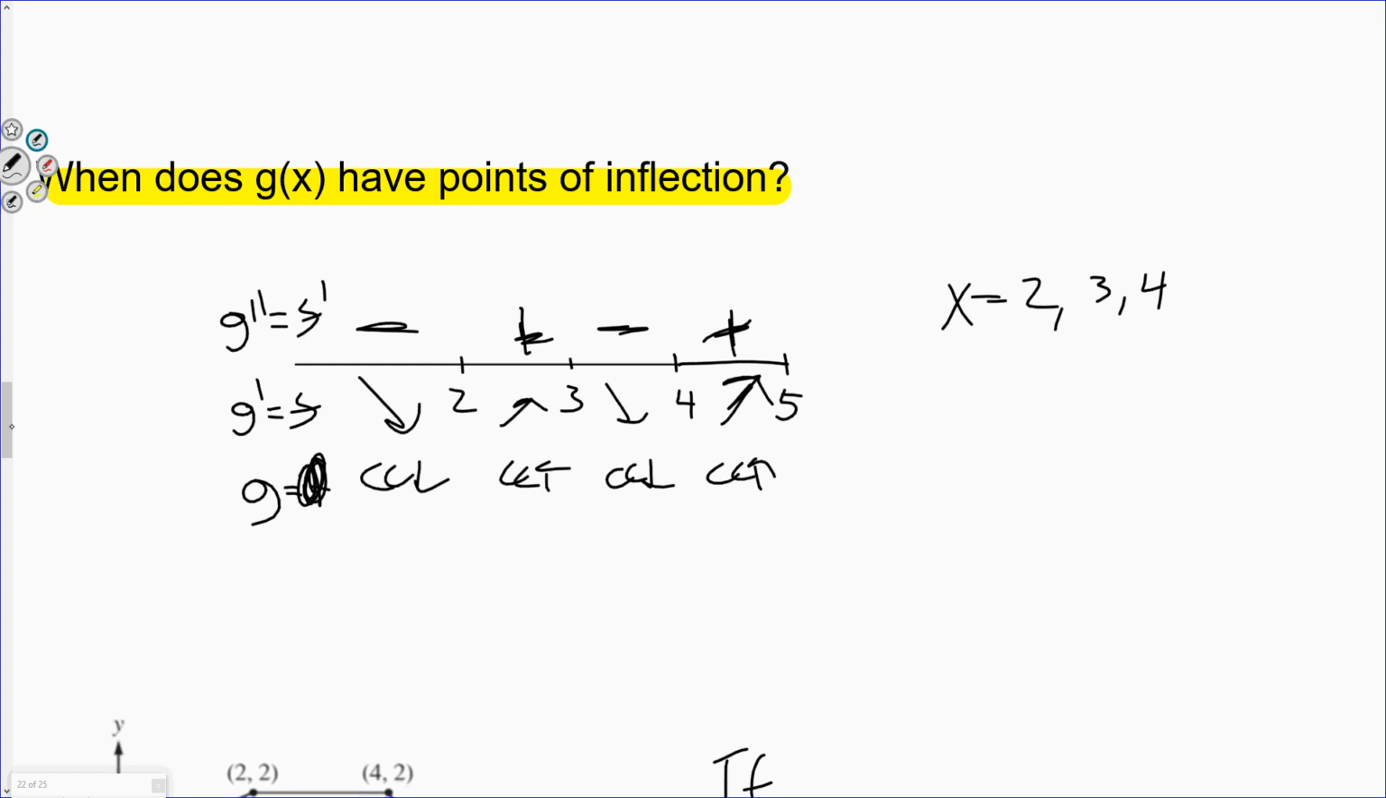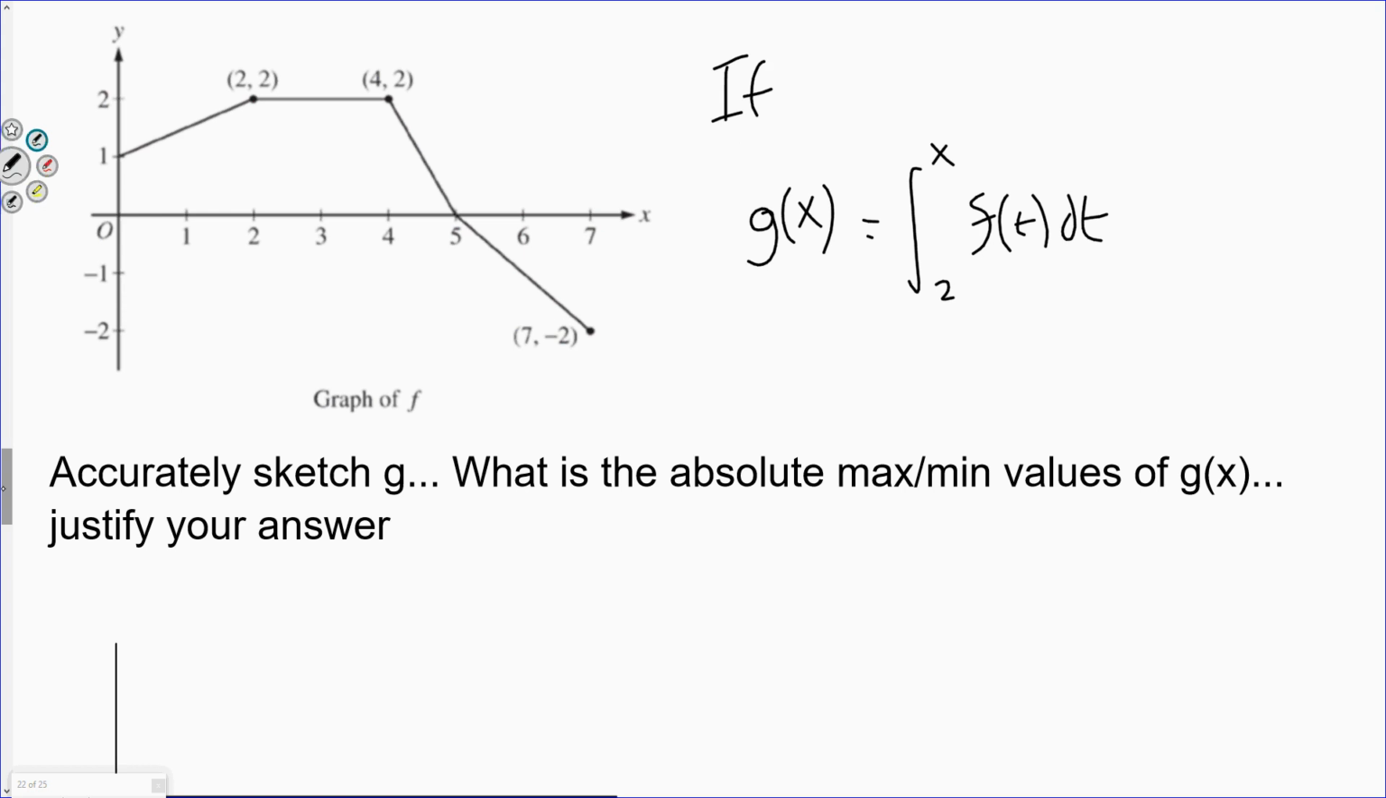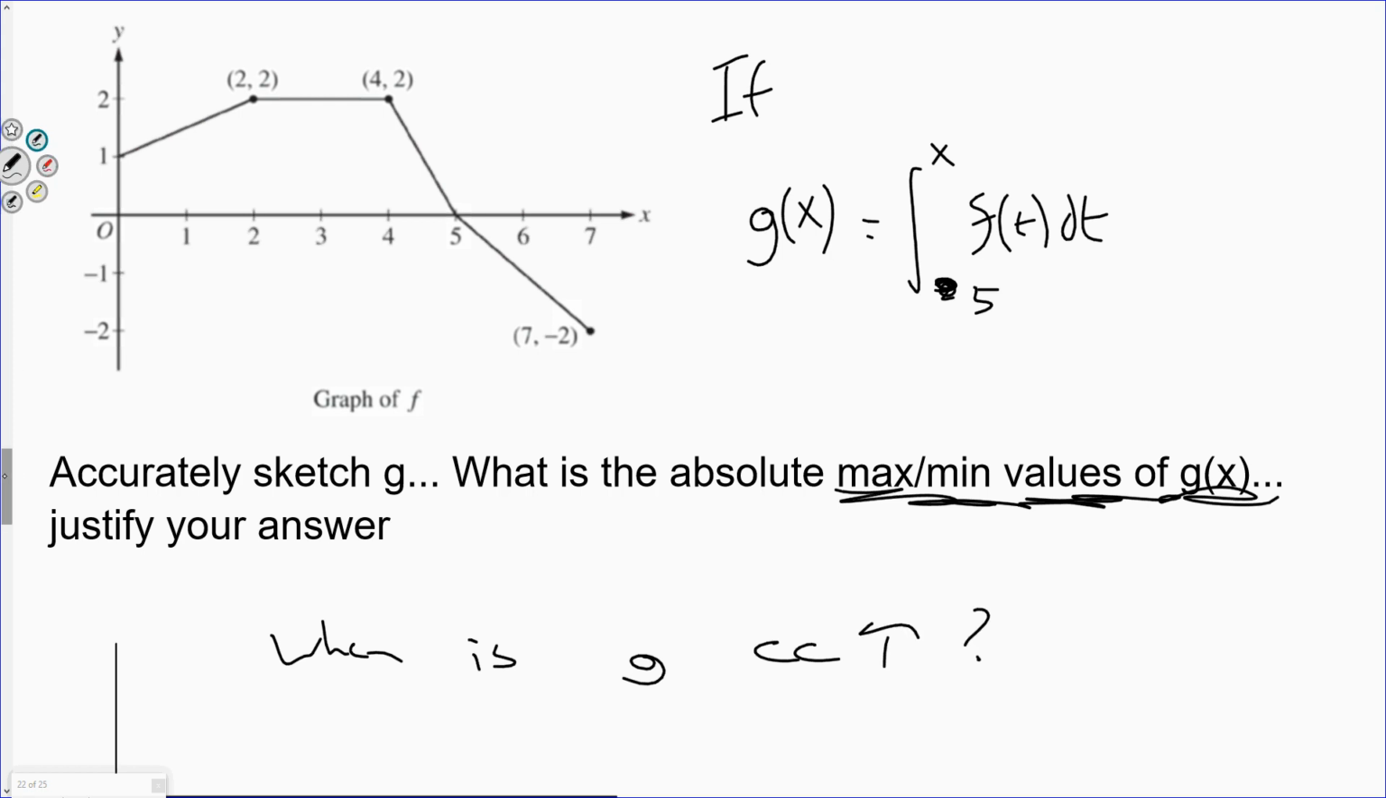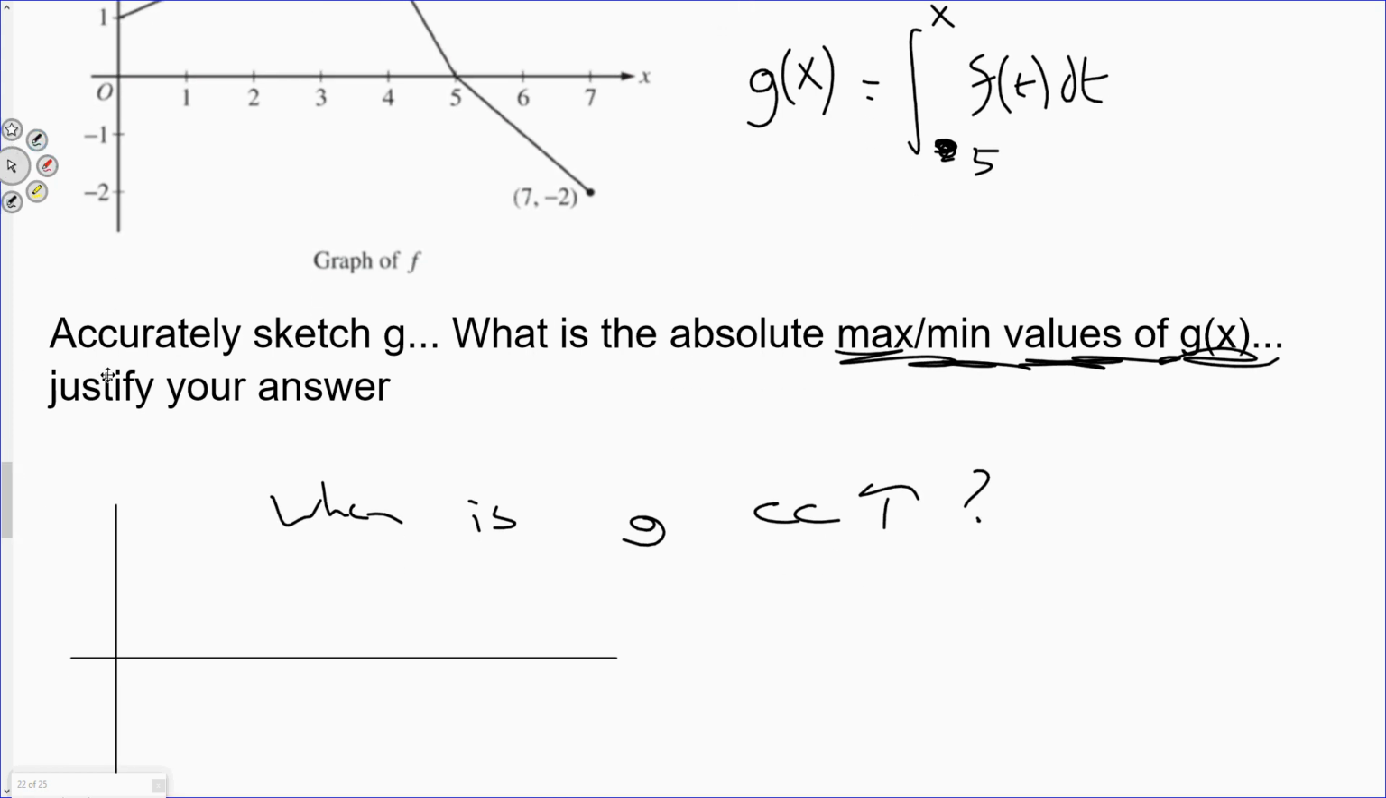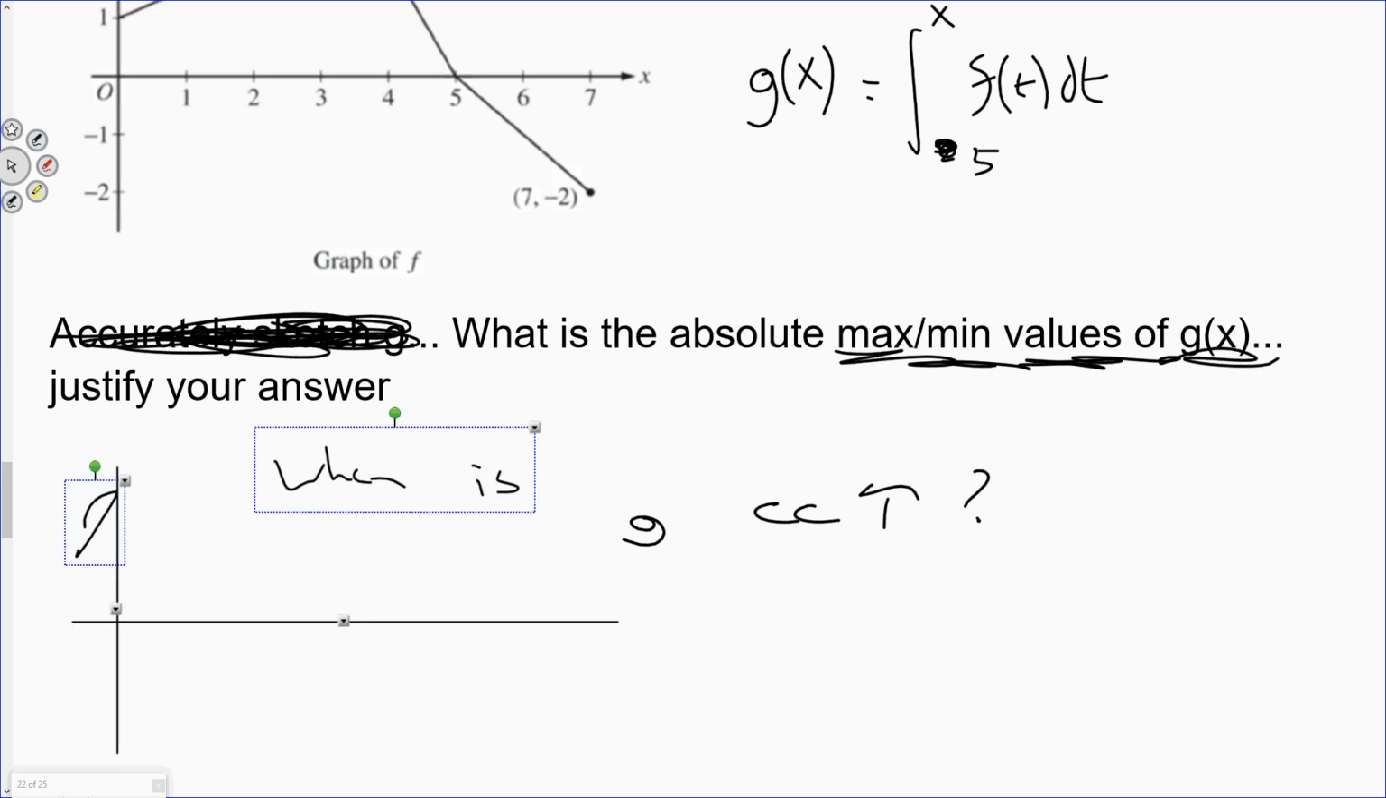Okay, let's go back to this guy. Now I'm going to change my mind. I'm going to say we start at 5. I'm going to ask you what is the absolute max min values of G. I'm also going to ask you when is G concave up. This is like below that previous question. Don't worry about accurately sketching. Just tell me what is the absolute max min values of G. Tell me when is G concave up. And then give me a couple values.